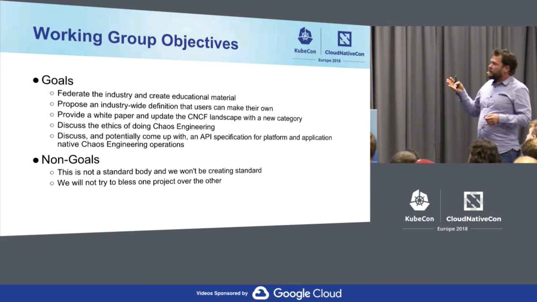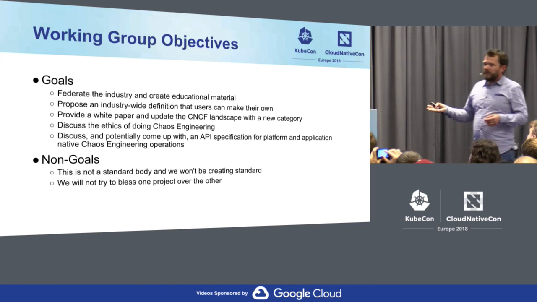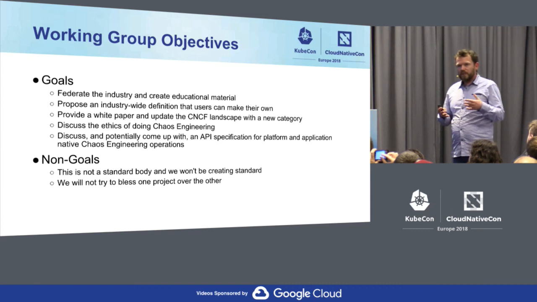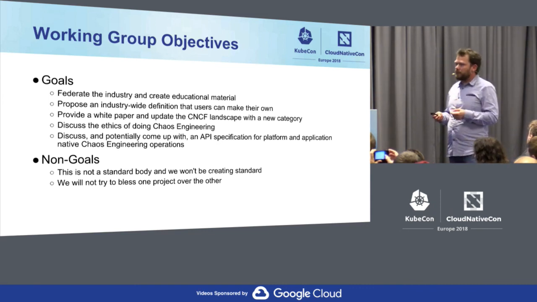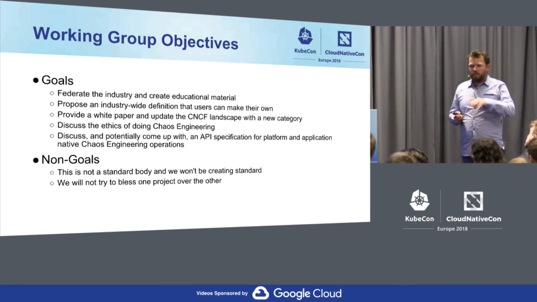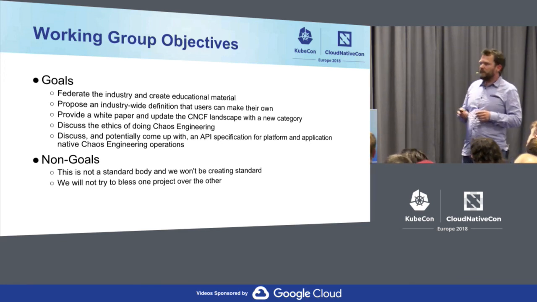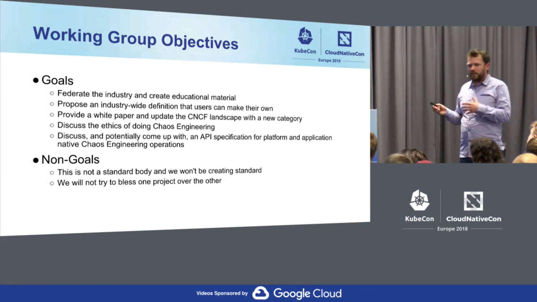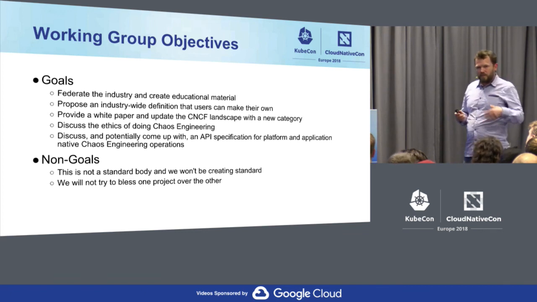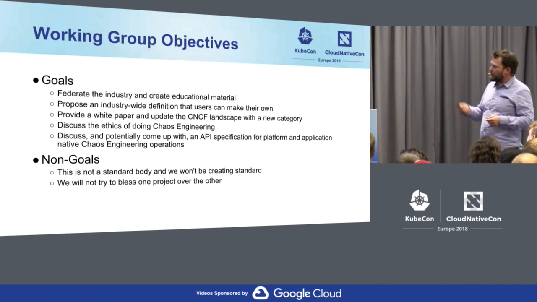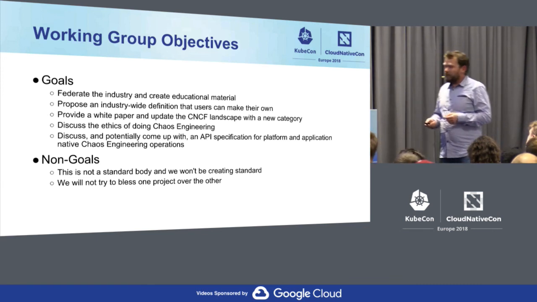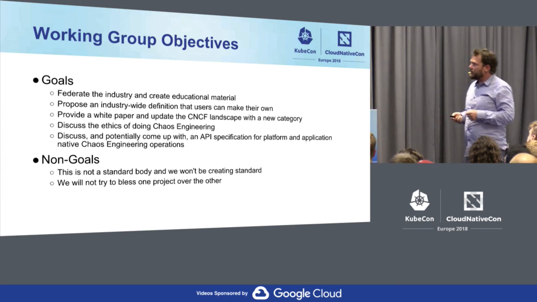Propose an industry-wide definition that users can make their own. Back to the principles of chaos, the definition they give is right, but is it the right one? It's a good one, but is it the right one? We'll have to decide that together. Provide a white paper. It seems that most working groups around the field create a white paper. I think that's a good thing because at least that gives you a good summary of all the discussion and where it led to. And maybe crowd the CNCF landscape even more, if we can. That's probably difficult, seeing how big it is already.